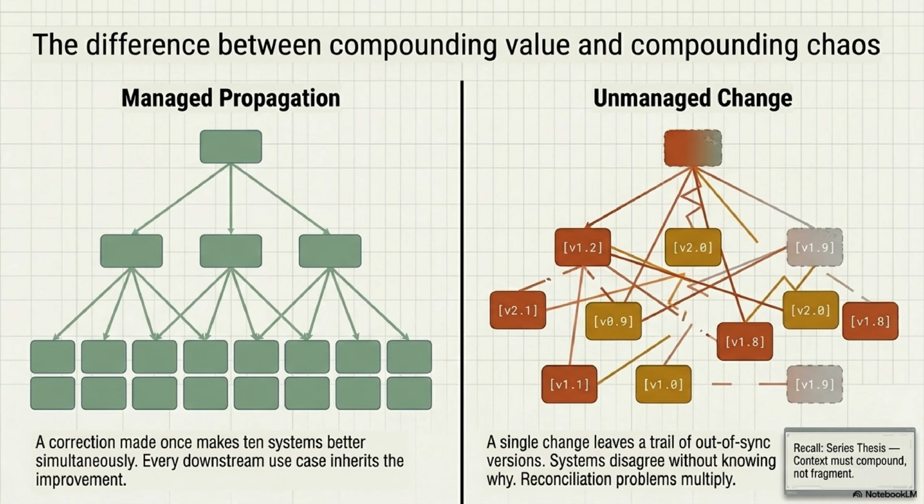Step back. In episode 7, we said the whole thesis is that context should compound, not fragment. This lifecycle is where that promise is either kept or broken. Managed propagation is the difference. When a change is reviewed and propagated cleanly, every downstream use case inherits the improvement. The correction you made once makes 10 systems better. That's compounding. Unmanaged, the same change leaves a trail of contradictions. Old versions here, new versions there, systems disagreeing without knowing why. That's not value adding up, it's reconciliation problems multiplying. Same graph, same change. The only variable is whether propagation was governed.